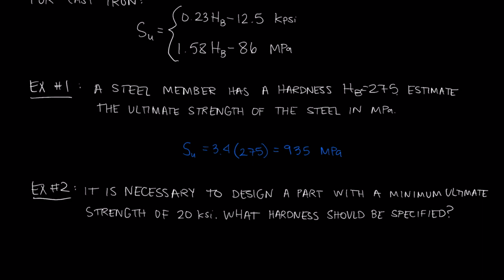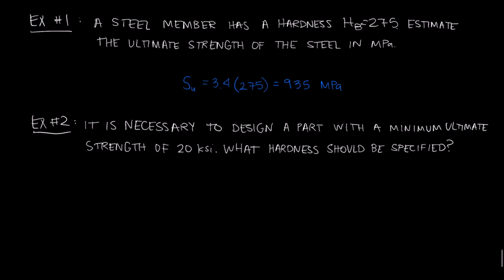All right, for our second example, we're told that we want to design a part with a minimum ultimate strength of 20 ksi. We're asked what hardness should be specified. First, we're not given enough information in this problem. We need to know whether this is going to be a steel part or a cast iron part. But let's say we weren't told that, and we've got to come back to our boss with an answer. So let's just figure it out for both.